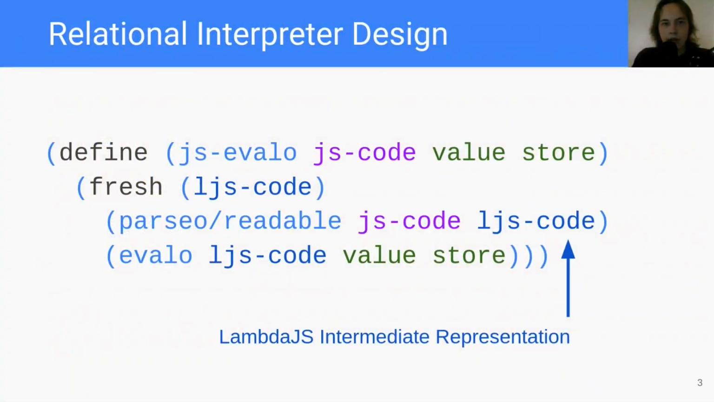As it turns out, our interpreter is actually a combined relation. It joins together two relations, parser-readable and eval. Parser-readable is a relational parser, also called a disjoint, which links S-expression JavaScript code to its LambdaJS code representation. And eval is a relational interpreter which runs LambdaJS code.